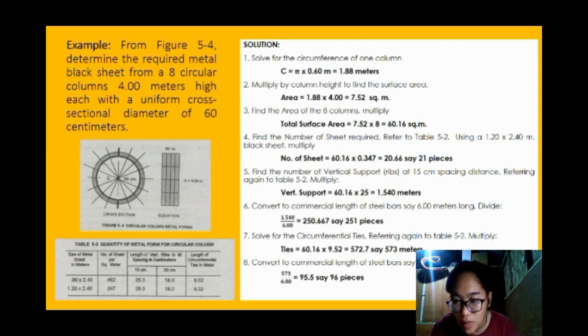So after that, solve the circumferential ties, referring again to table 5.2. So ties is equal to 60.16 times 9.54, which is equal to 572.7, rounded off into 573 meters. And after that, we will convert to the commercial length of steel bars of 6 meters. So 573 meters of ties over 6 is equal to 95.5 or 96 pieces.